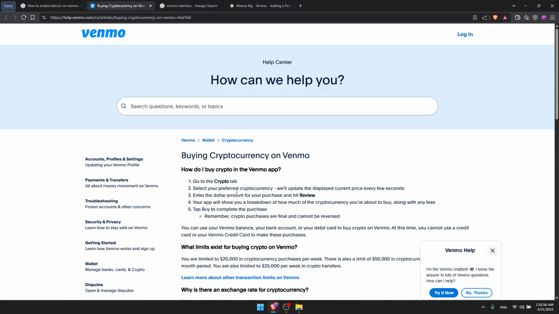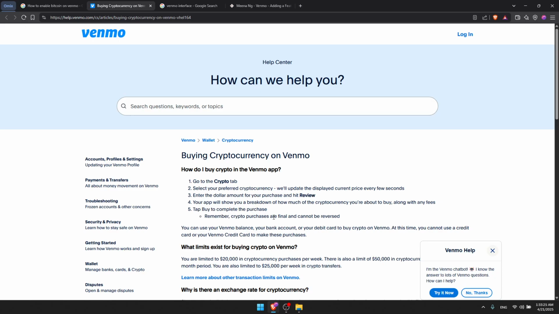Enter the dollar amount for your purchase, hit the review button, and then your app will show you a breakdown of how much of the cryptocurrency you're about to buy. So, for example, if you pay, I don't know, $10,000, they will show you that you'll get, maybe 0.2 of Bitcoin. Along with that, any fees you're going to get will be shown as well. So, tap on buy to complete the purchase.